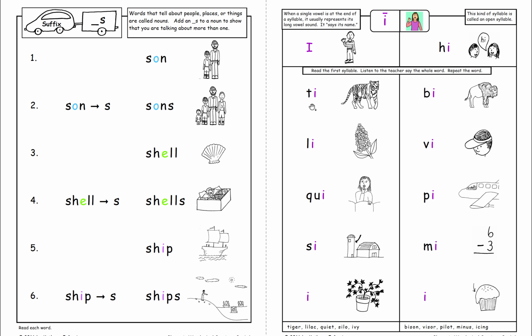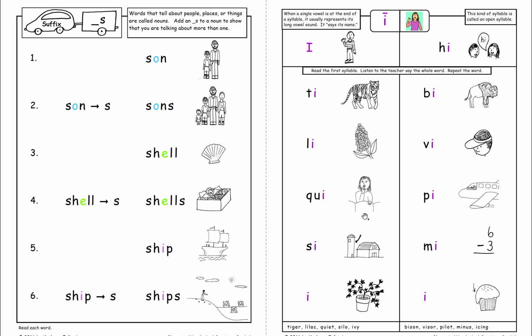Down here, these are not complete words. They're just first syllables. Let's read the syllable and then say the whole word. Remember to use the long I sound each time you see an I at the end of the syllable here. Ti, tiger. Li, lilac.